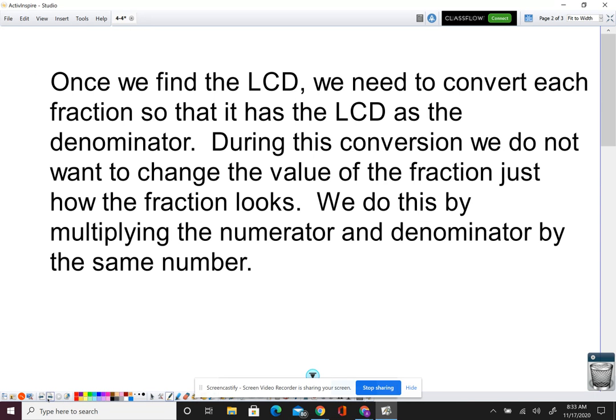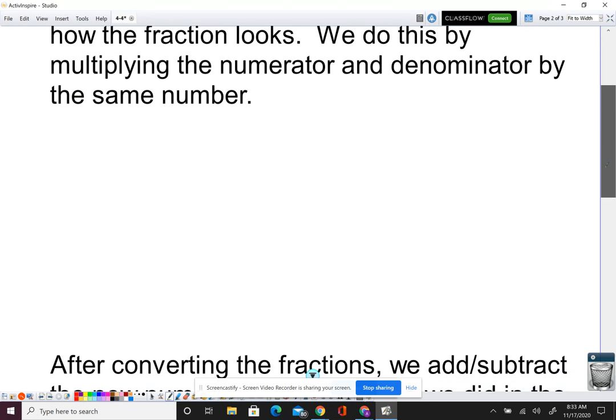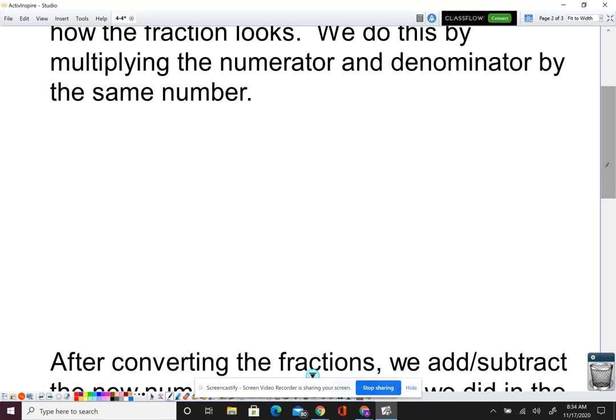And once we find the least common denominator, we need to convert each of the fractions so it has that as the denominator. During this conversion, we don't want to change the value of the fraction. What do I mean by that? If I had 1/2 plus 1/3, and I just said, oh, my least common denominator is 6, so I need to add 1/6 plus 1/6.